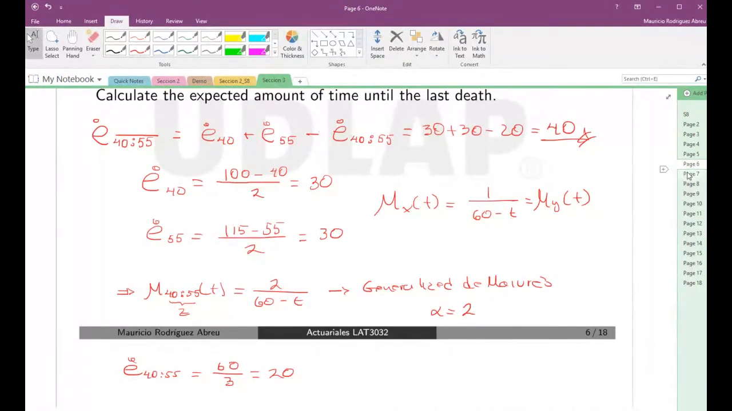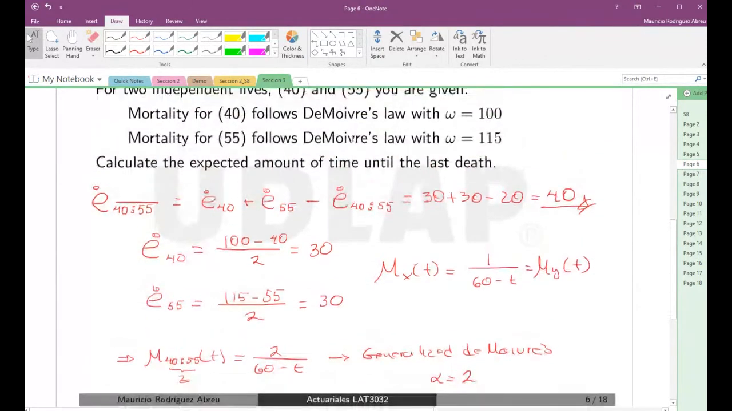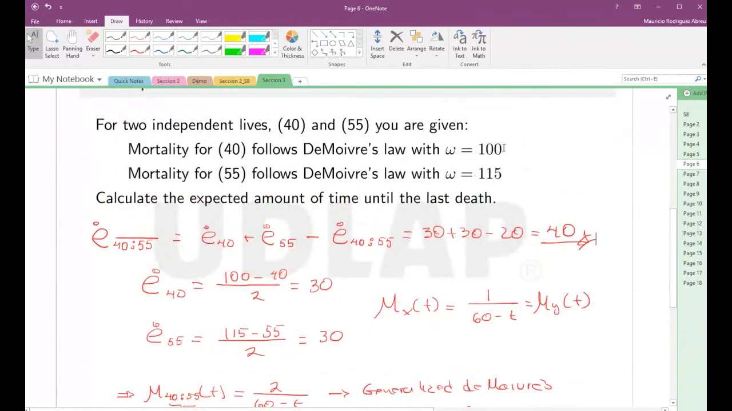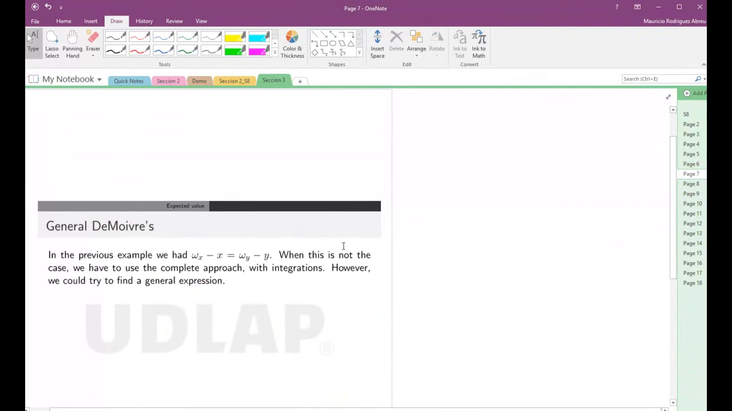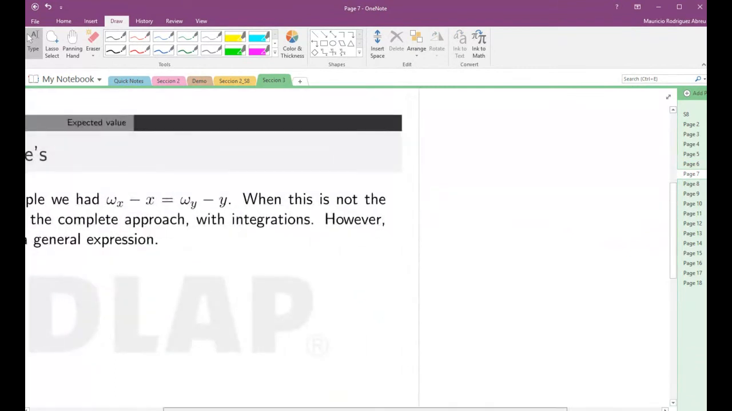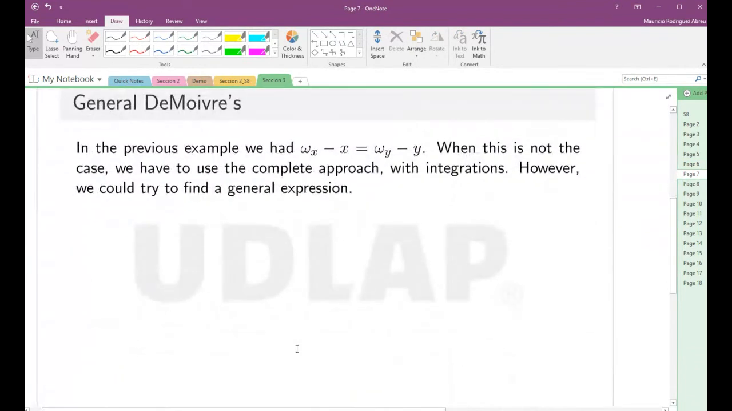So in this scenario, it was really easy because we ended up having the same distance between omega and x and omega and y. So it was convenient. But what happens when we don't have that same distance? So essentially, this is what we had. Okay, so these were the same. When this doesn't happen, which is going to be a lot of times, right? When we won't have these exact values, we still have a way to generalize the expression. So let's find a general expression for these things.